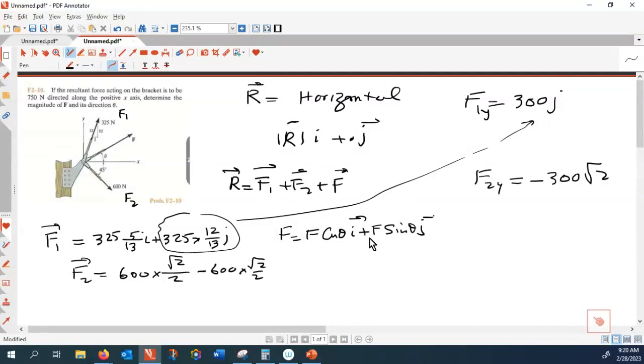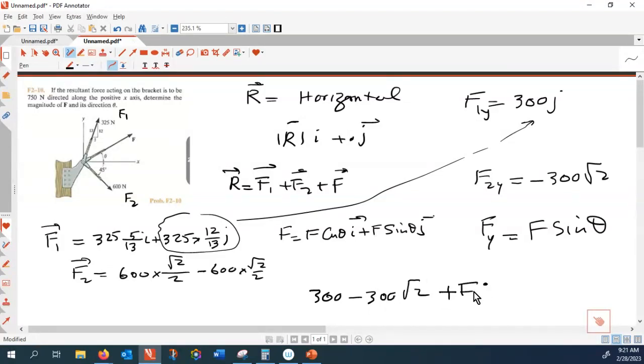And what about the j component of the force itself? The j component of F, that is F sine theta. Yes? So now I know that my resultant only has x component. It doesn't have y component. So all these three added together should be set equal to 0. So that is 300 minus 300 root 2 plus F sine theta is equal to 0.